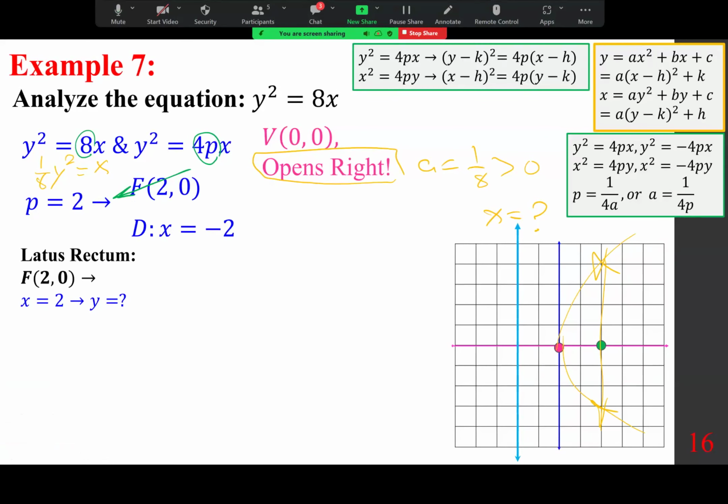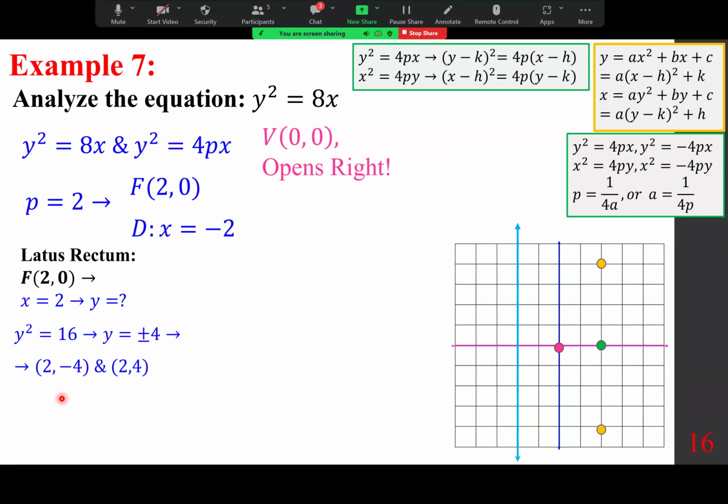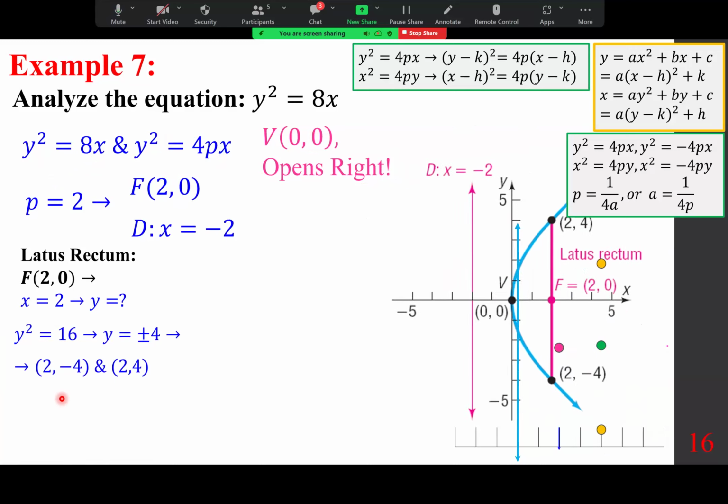So those are the endpoints of the lattice rectum, where we don't have the coordinates, but we do know the x for this one is 2. So the x for this must be 2. Go to any of those formulas, let x be 2, and find y, and you get 2 minus 4 and 2 plus 4. Again, I'm going to erase that. And so we have those two pairs, and that's the graph.